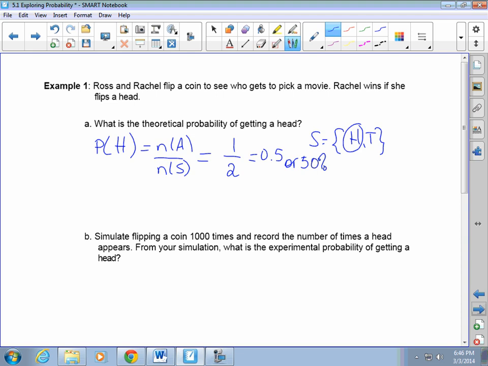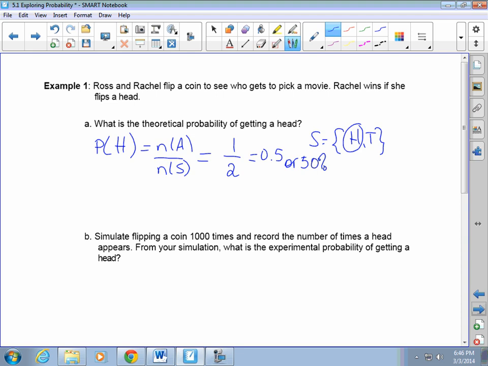Simulate flipping a coin 1,000 times and record the number of times a head appears. From your simulation, what is the experimental probability of getting a head? You can go on, if you just Google it and do a coin toss simulation, and you can put in how many flips you want. You'll enter 1,000, and then it'll just do it for you, and it'll come up with a number.